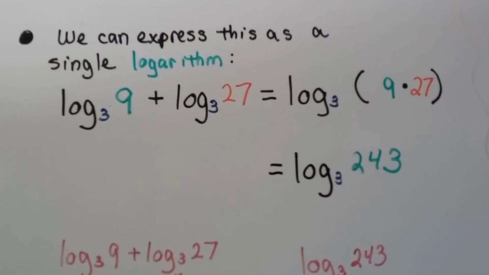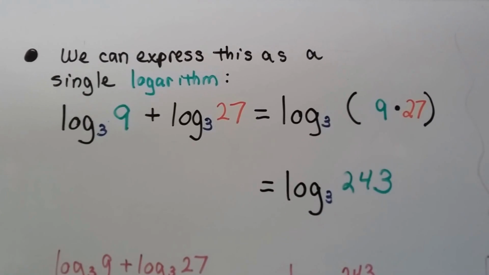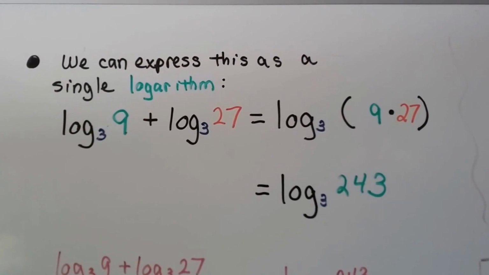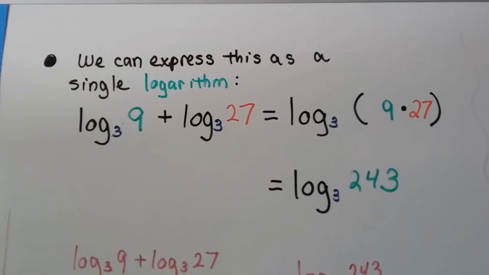We can express this as a single logarithm. We've got log base 3 of 9 plus log base 3 of 27. We just put the 9 times the 27. It's going to be log base 3 of 243.